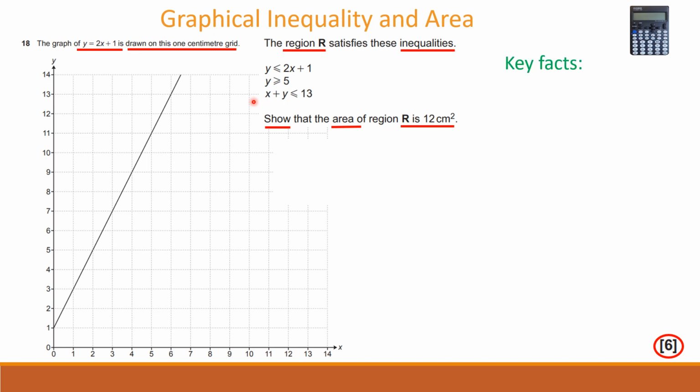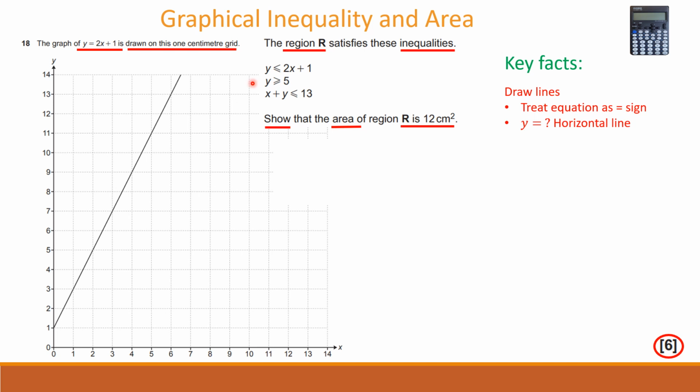Now, your key facts for this question are that first of all, you've got to draw these lines. The first one has already been drawn for us, y equals 2x plus 1. But you've got to draw these other two lines on here. And you've got to treat these signs as equal. So in between here, you think of this as an equal. So you're going to draw y equals 5 and x plus y equals 13.